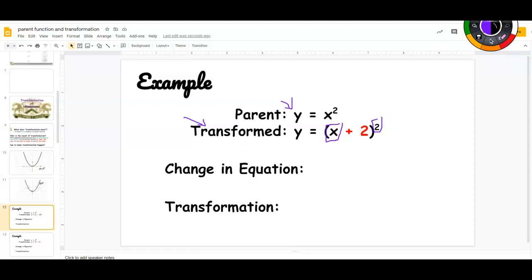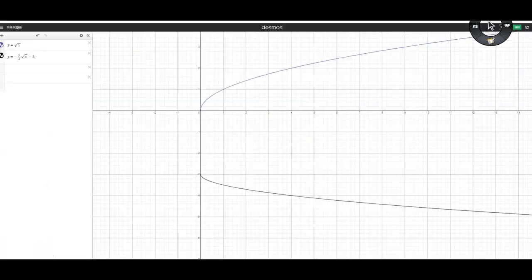And where did we add it? So you can see we add a number inside of x, or we add a number inside of the function square. Okay? So if you add a number inside, let's see what kind of change or transformation is going to happen on the parent graph. So let's graph both of the parent and the baby equation to see the transformation on the graph. Okay? And we're going to graph using the Desmos online calculator.